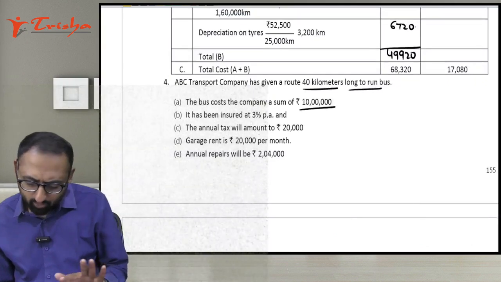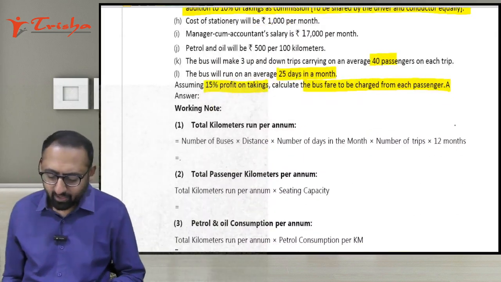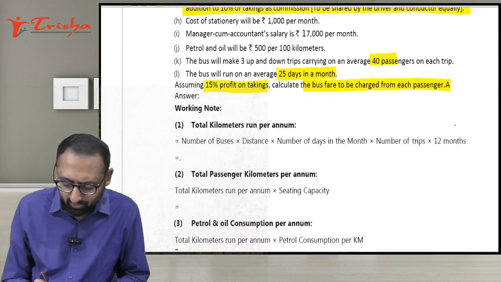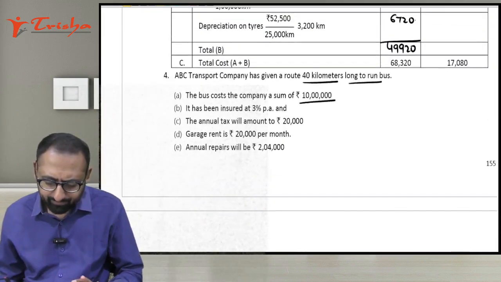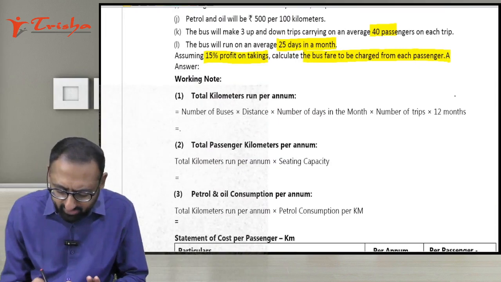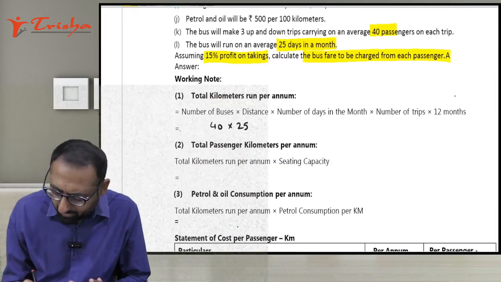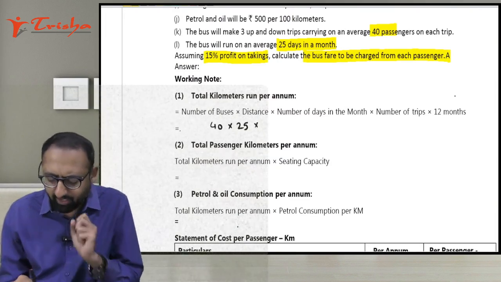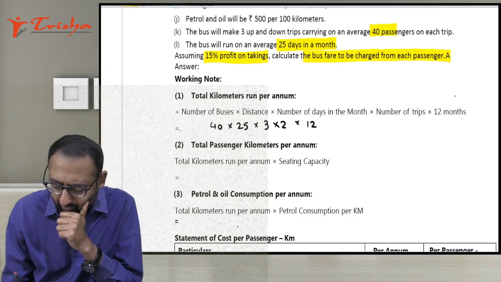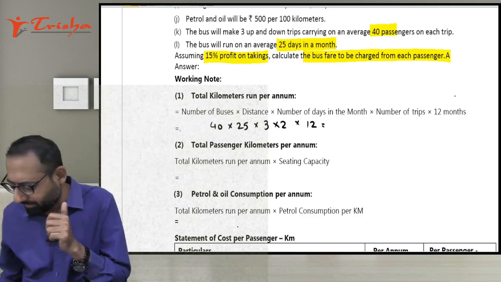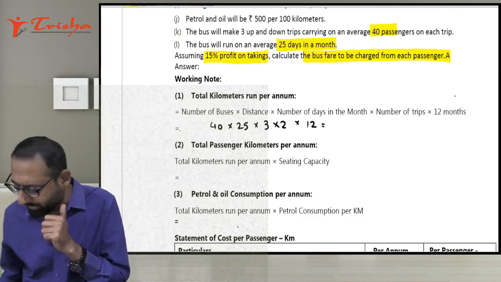Has given a route of 40 kilometer and the bus cost. Only one bus, so you can ignore this. Distance travel will be 40 kilometers. Number of days in a month will be 25. Next one, number of trips will be 3 into 2 multiplied by 12 months. So you can check that: 40 multiplied by 25 multiplied by 3 multiplied by 2 multiplied by 12.